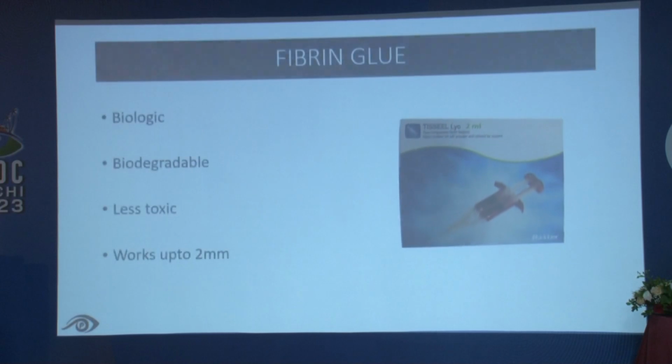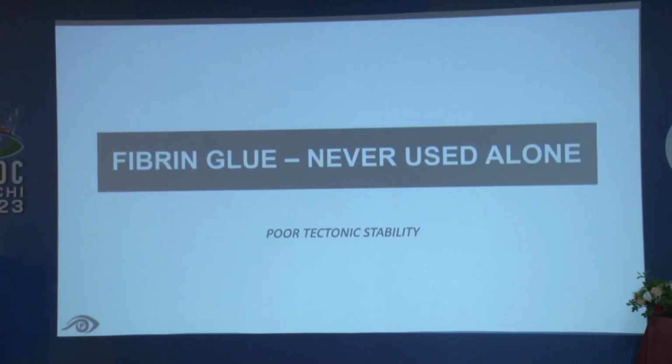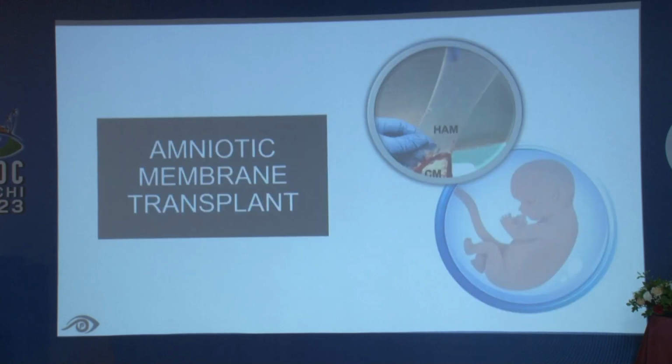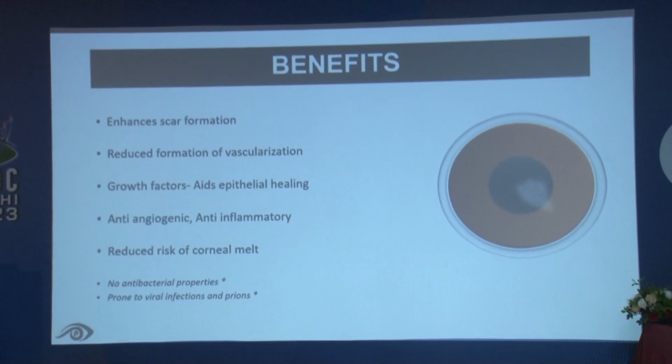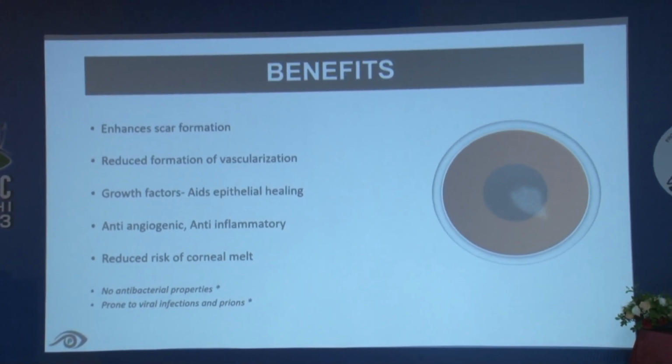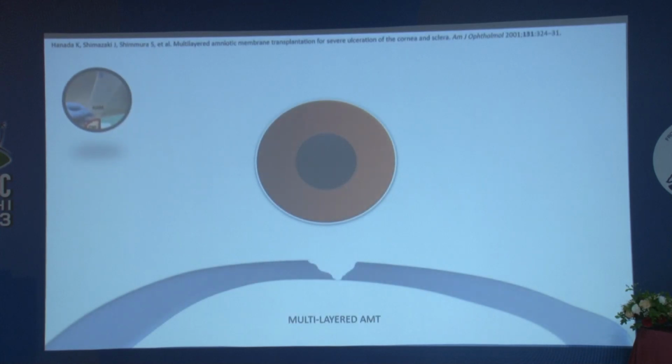So coming to the fibrin glue. Fibrin glue here is biologic, biodegradable, less toxic, and it works only for small perforations. Here you should remember that fibrin glue is never used alone. It is used along with other modalities, the reason being it gives poor tectonic stability when used alone. So coming to amniotic membrane transplantation. The benefits are that it enhances scar formation, reduces vascularization, it has growth factors, and there's reduced risk of corneal melt.